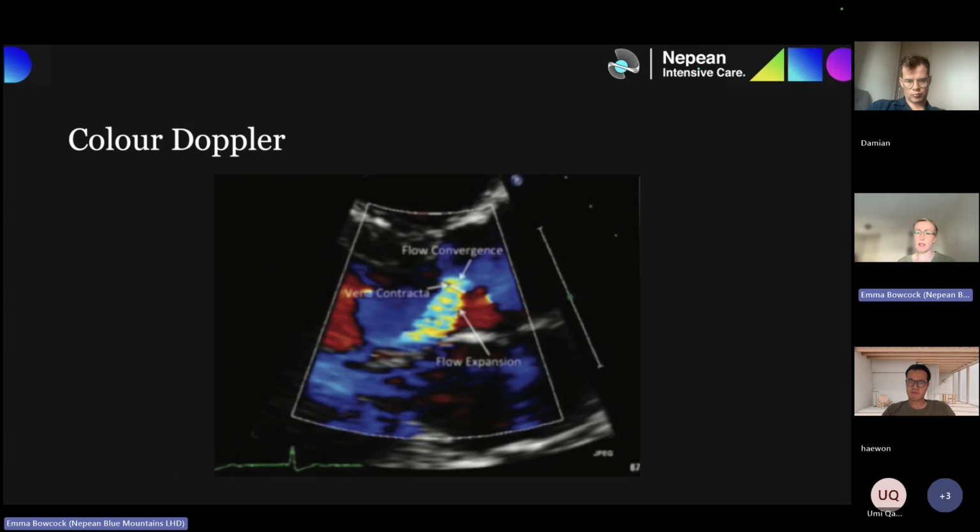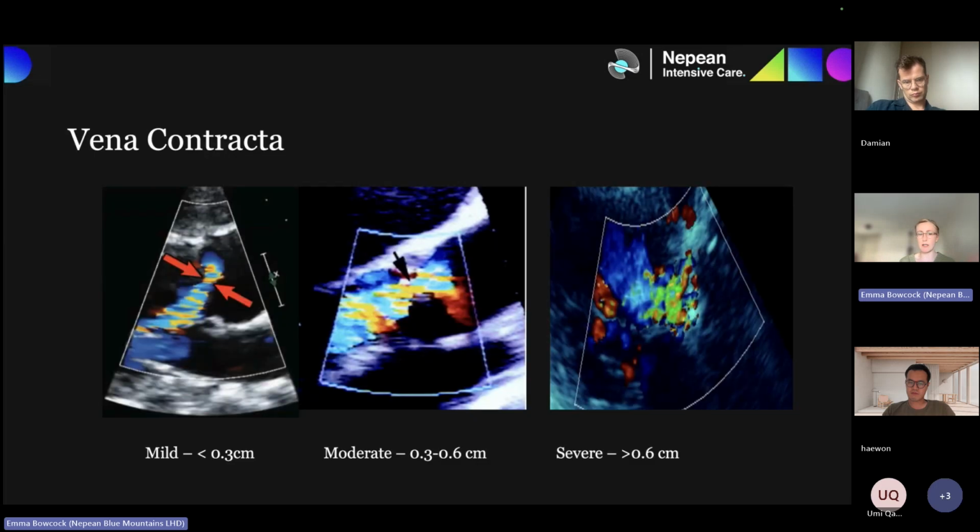So these are the different components of a jet that I told you about. You've got your flow convergence here, your Pisa dome as it's coming through that narrow hole, the vena contracta, which is the narrowest portion of the jet, and then you've got the jet area or the flow expansion that happens, which can be quite unpredictable. This is how you would measure vena contracta.